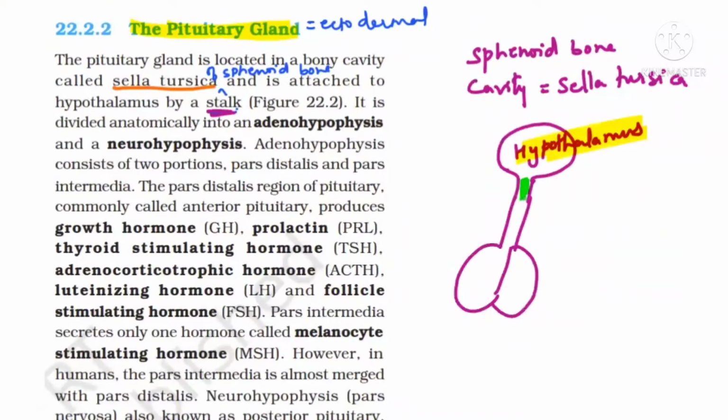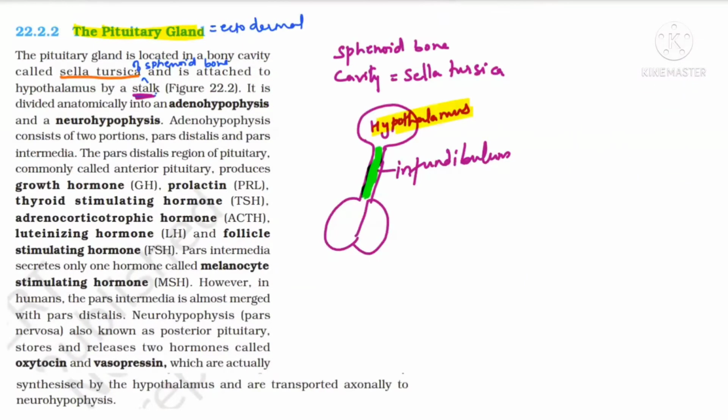I'm just highlighting with the green color. Please try to focus and understand. So this stalk is known as infundibulum. It is connected to the pituitary by a stalk known as infundibulum. Now, if you see, pituitary gland is anatomically divided into two, adenohypophysis and neurohypophysis. So this we are considering as neurohypophysis in the diagram according to NCERT, and this is your adenohypophysis. Clear, beta?